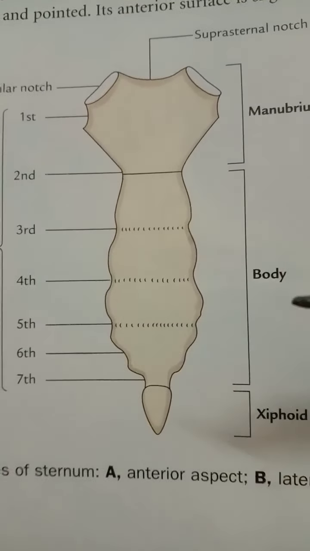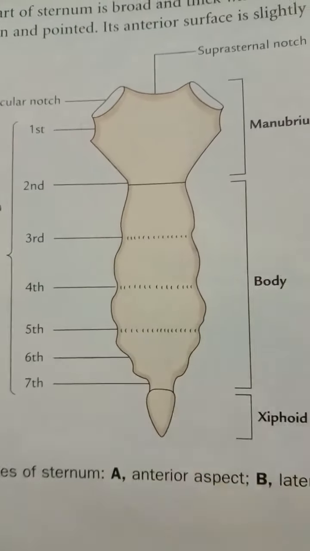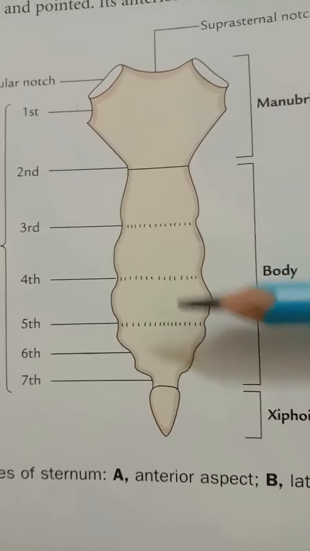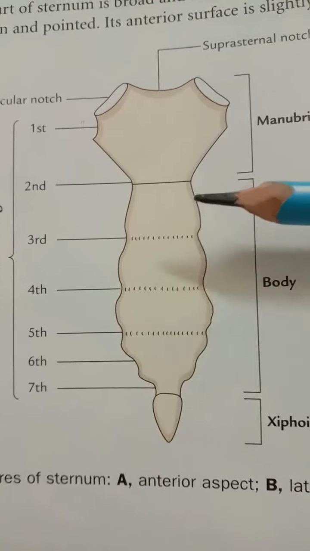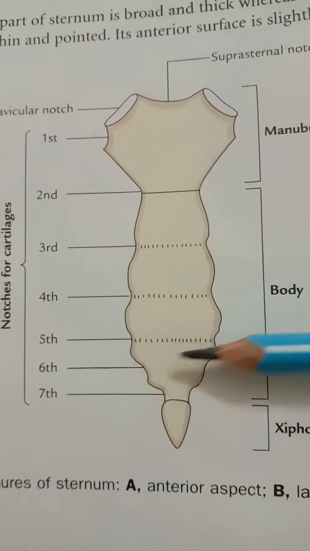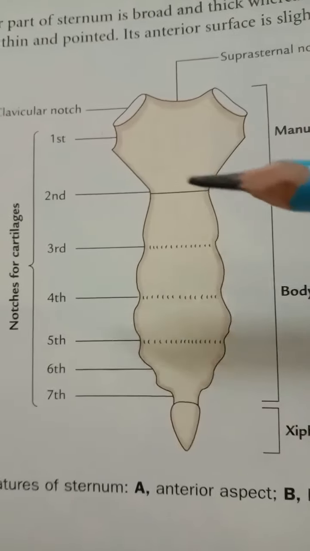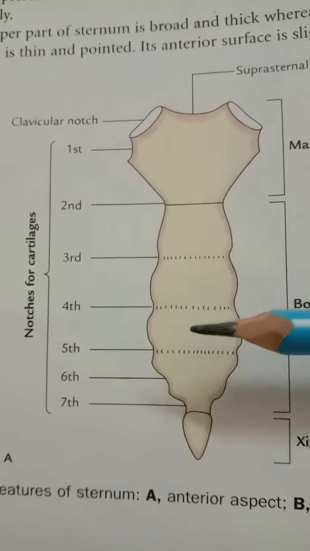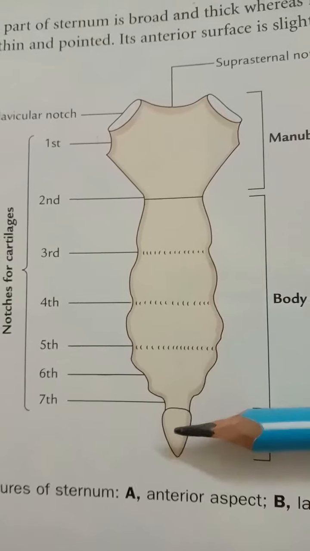Then there are two borders, the right lateral border and the left lateral border. So let's see the anterior surface. The anterior surface is nearly flat and directed forwards and slightly upwards. It is marked by three ill-defined transverse ridges that indicate the lines of fusion of the four small segments called sternebrae. That is first, second, third and fourth.